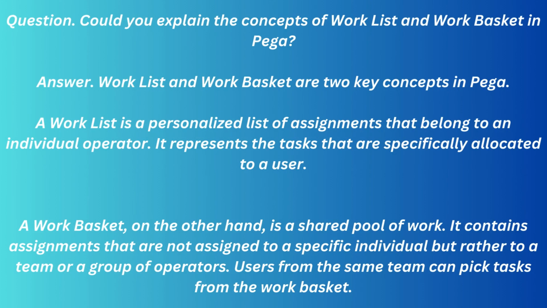Question. Could you explain the concepts of work list and work basket in Pega? Answer. Work list and work basket are two key concepts in Pega. A work list is a personalized list of assignments that belong to an individual operator. It represents the tasks that are specifically allocated to a user. A work basket, on the other hand, is a shared pool of work. It contains assignments that are not assigned to a specific individual, but rather to a team or a group of operators. Users from the same team can pick tasks from the work basket.